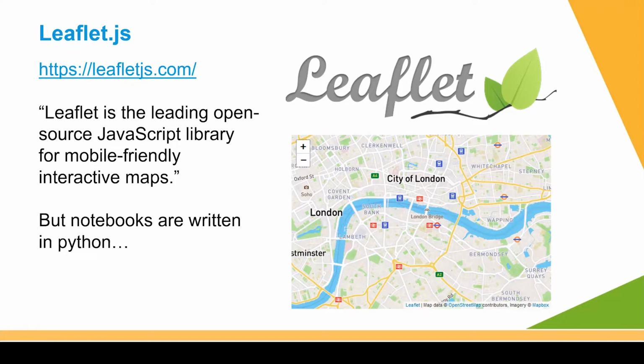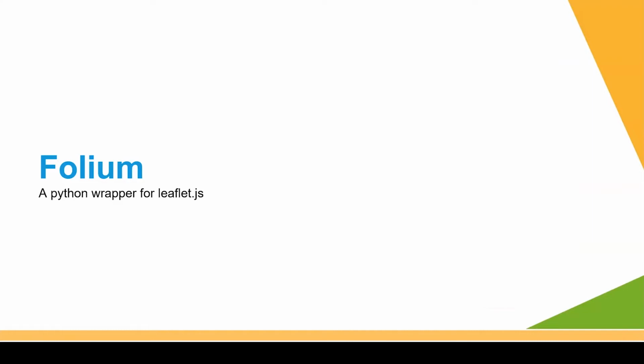But the thing is that this library is in JavaScript, because it's creating a map that runs in the web browser. But we write our notebooks in Python. So that's where this Folium library enters the picture. Folium is a library that wraps the Leaflet.js library and allows us to call it from Python. It allows us to basically use the features of Leaflet.js in a Python environment. Folium is one library that does this. There are others.